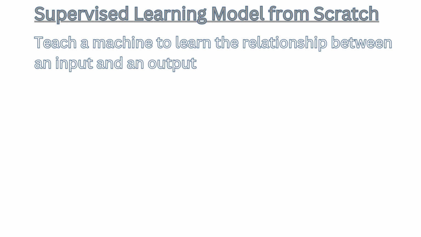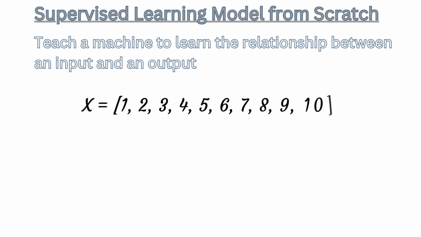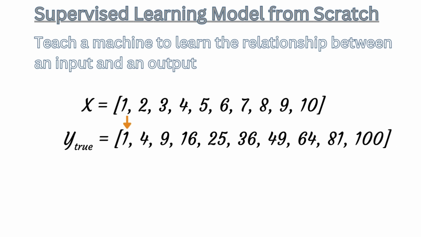Let's start with a very simple and clear dataset. The input x is an array from 1 to 10. And the output is just the square of the input. So, for example, when the input is 1, the output will be 1 squared, which is 1. When the input is 2, the output will be 2 squared, which is 4, and so on. As you can see, the pattern is straightforward. This makes it really easy to check whether our model is learning the right thing.